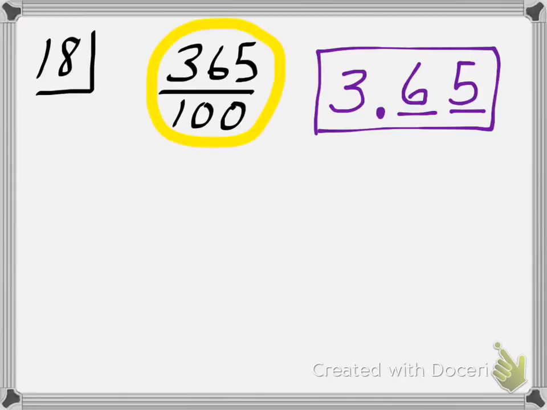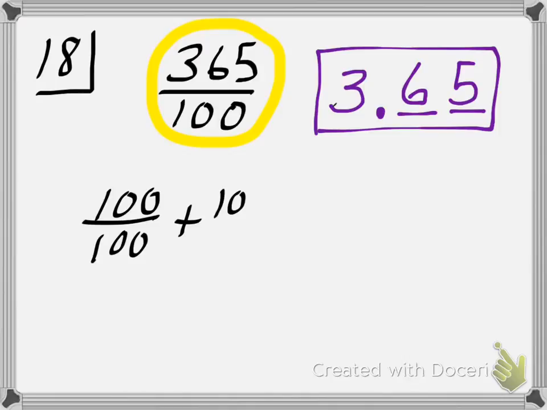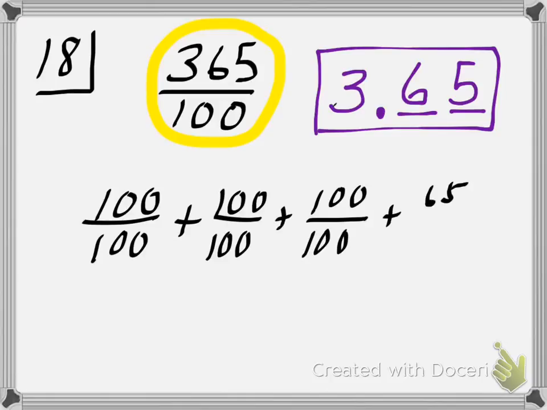Now, if we take a look at the actual problem, we have an improper fraction, and an improper fraction is more than 1. So this isn't going to be 0. It's going to be 3.65. So 300 divided by 100 is 3, and that would be the same as 100 hundredths plus 100 hundredths plus 100 hundredths plus 65 hundredths. So this is right here, 1, 2, 3, and 65 hundredths.